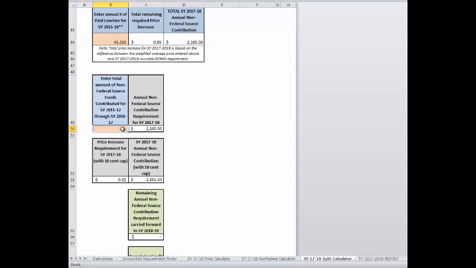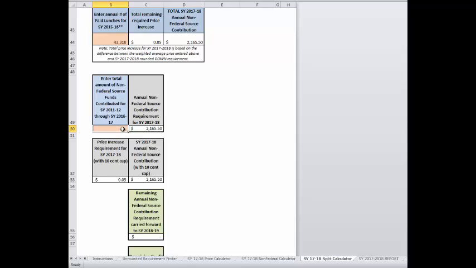Sponsors can contribute non-federal funds to their nonprofit food service accounts for many reasons. For the purposes of the PLE tool, we are only considering those funds that were contributed for the purpose of satisfying the paid lunch equity requirement. So, for example, if you contributed $10,000 to your nonprofit food service account last year, but only $3,000 of that was to satisfy the PLE requirement, in this box, you would only enter $3,000. You would not enter $10,000.